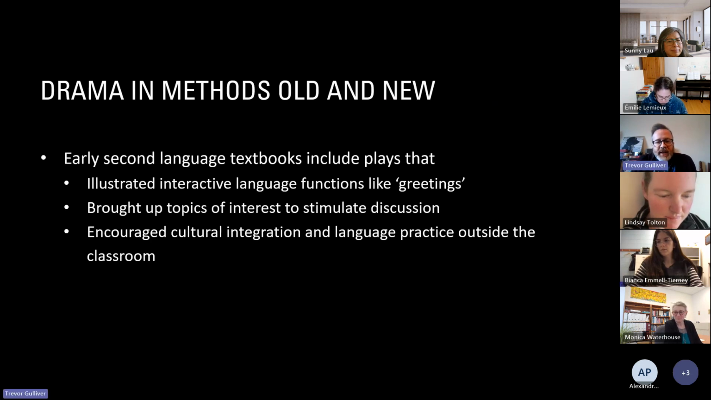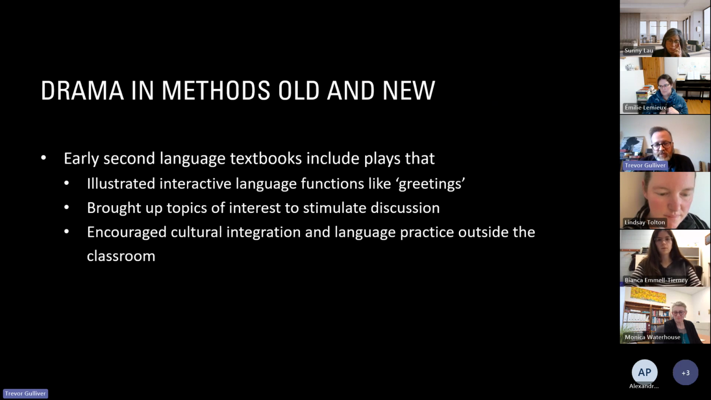for many different reasons. I'm going to show some dialogues from some early second language textbooks and slow down a little and read them to you because I think they're a lot of fun. And these are little dialogues, little plays that illustrated interactive language functions like greetings. You could see the same kind of dialogue, I think, in a textbook today. It would look very different, but we'd use it today.